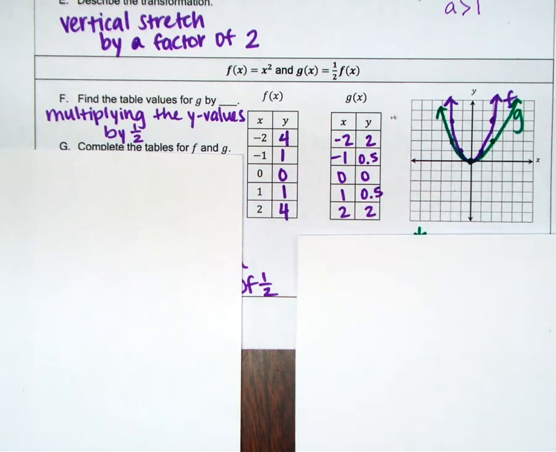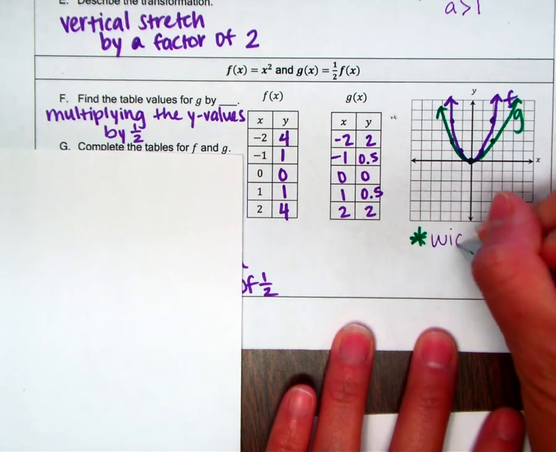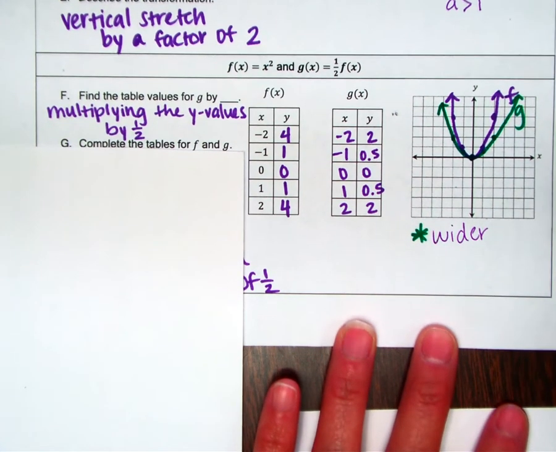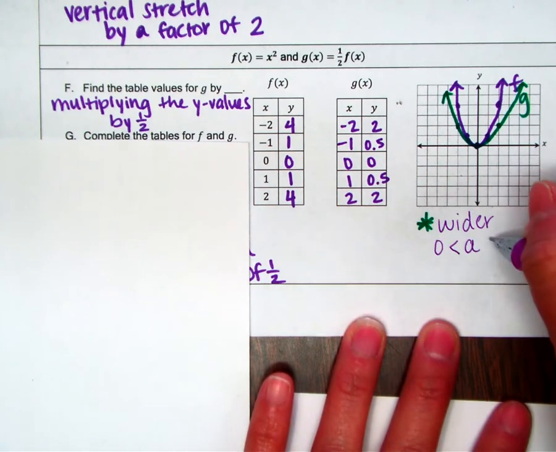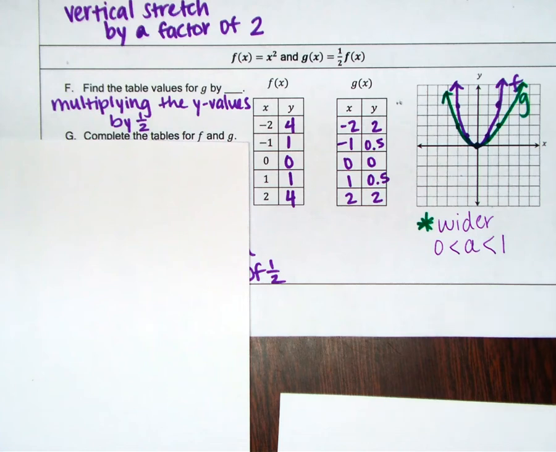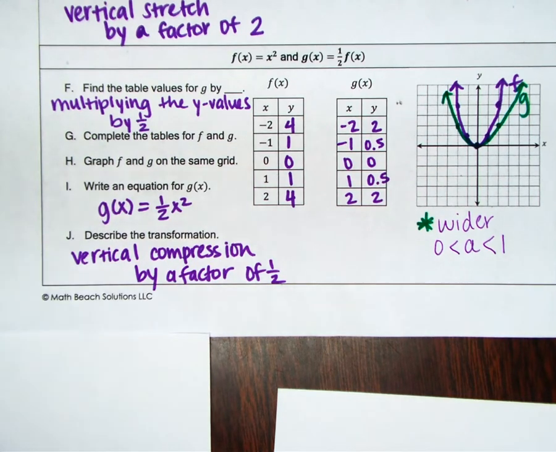So here, your graph becomes wider as a is a value between 0 and 1. So 1/2, 1/3, 3/4, anything between 0 and 1 will make your graph wider. And so we call this a vertical compression by a factor of 1/2. It's compressing the graph instead of stretching it. It's compressing it, like making it flatter, so it's going to become wider.